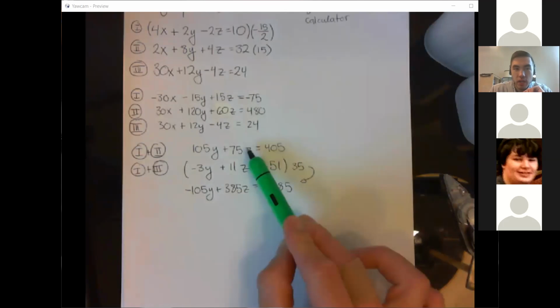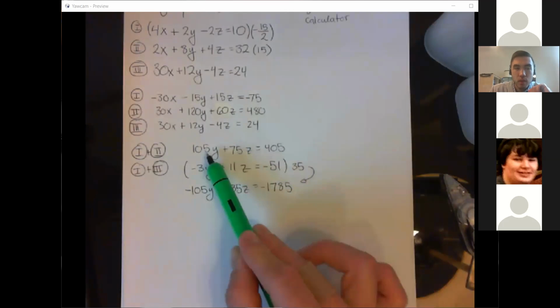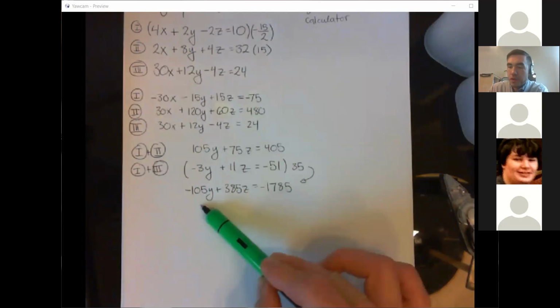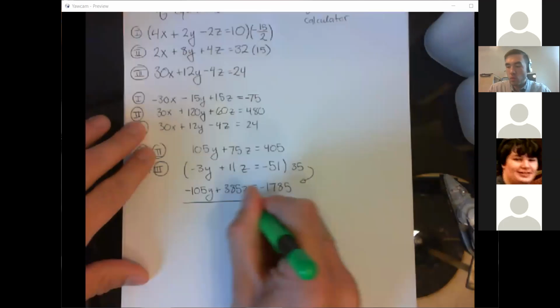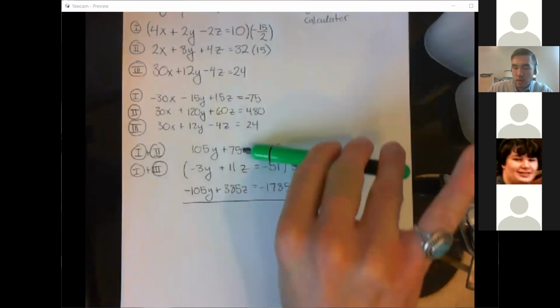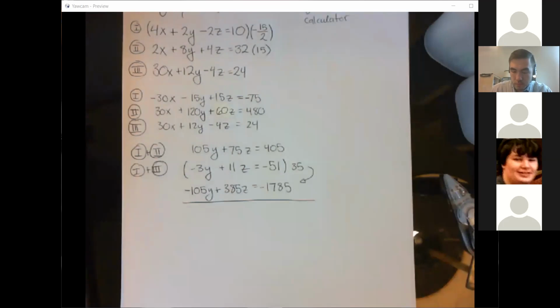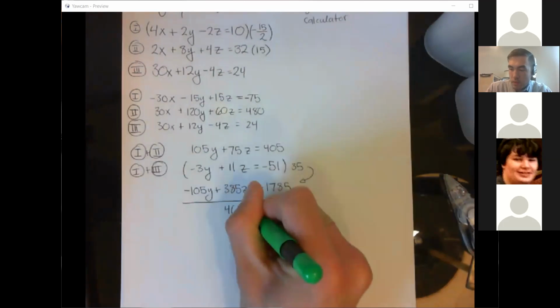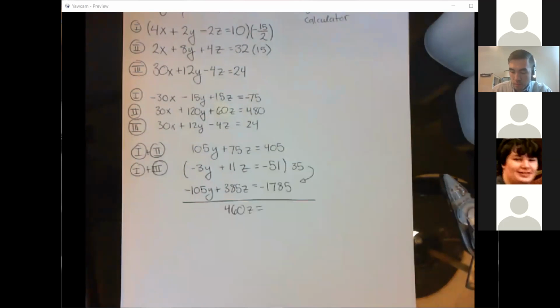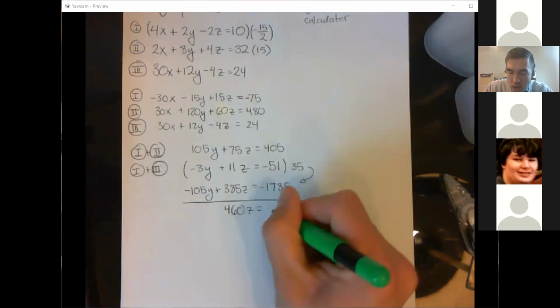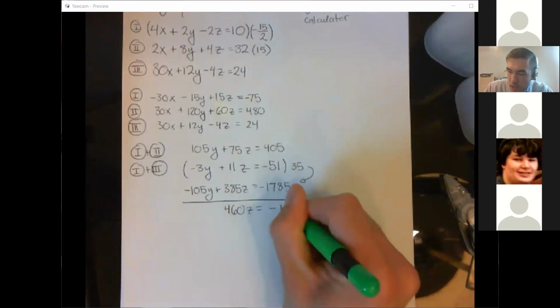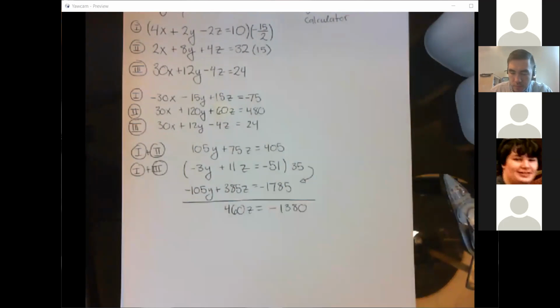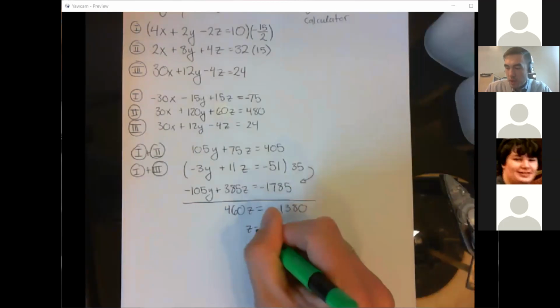Nonetheless, we've already come this far, headed down this path, right? But I can now take this equation and add it to this equation. So that'll eliminate the y's. And then what does that give me in terms of my outstanding values? So this will give me 460z is equal to negative 1,380 is what I get? Yep. And then we'll divide both sides of that equation by 460, and that gives us that z is equal to negative 3.